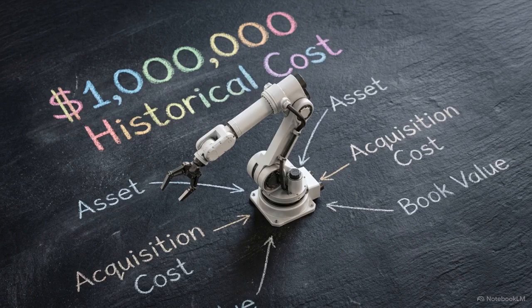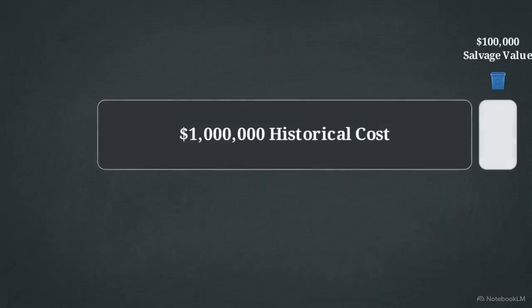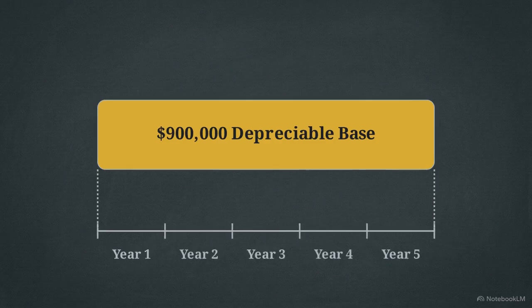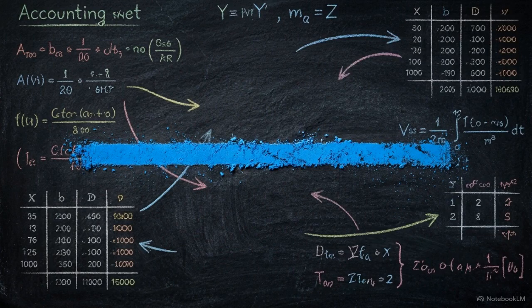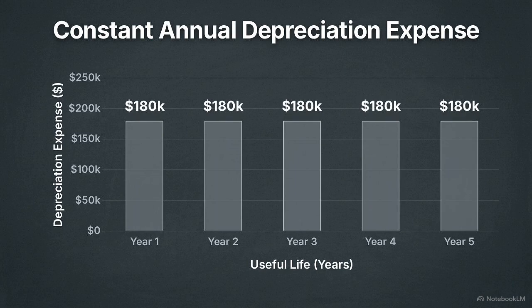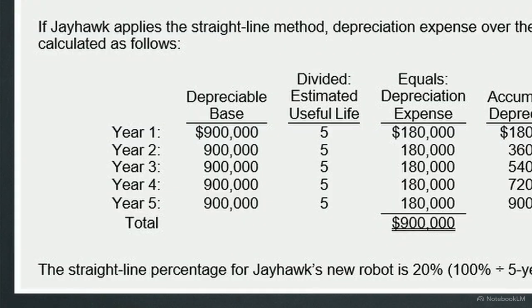To understand how different algorithms alter that timeline, we will use a single control asset, an industrial robot with a historical cost of $1 million, a salvage value of $100,000, leaving a $900,000 depreciable base across an estimated 5-year useful life. The most common allocation model is straight-line depreciation. It is a default time-based method that operates on the assumption that the economic benefits of the asset are consumed evenly over time. This table shows the mathematical execution.